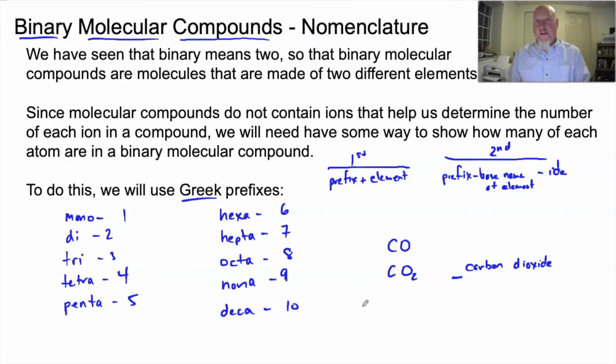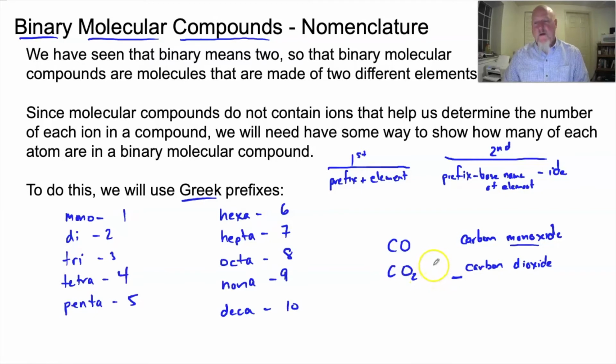That's not true for the second element. We use mono for the second element. Only the first element we drop the mono. The other example is CO, and that's carbon monoxide. So we can see again there's only one carbon, so we drop the mono from the first element, in this case carbon. However, we use it for the second element, mono.